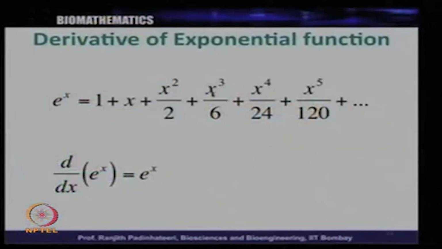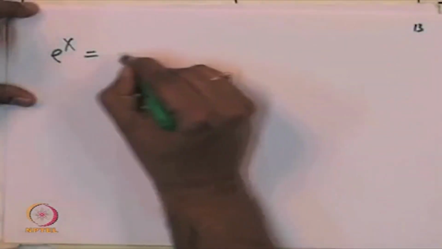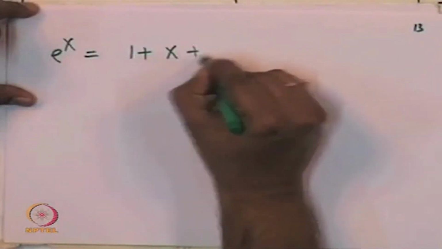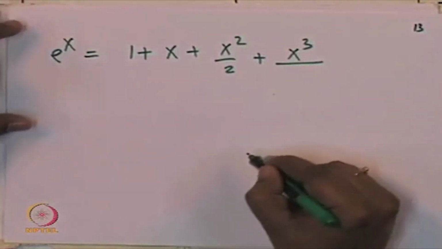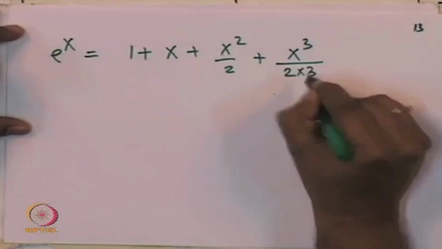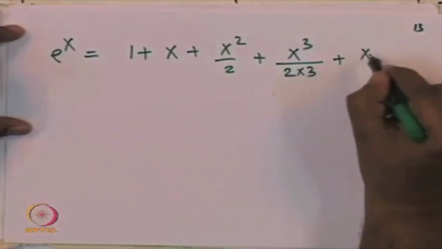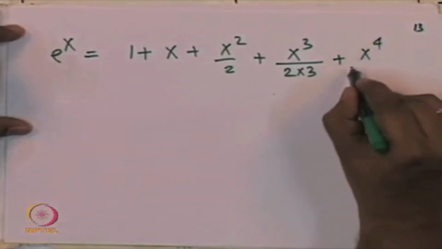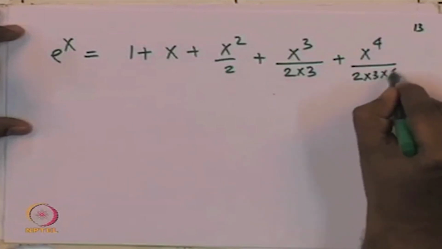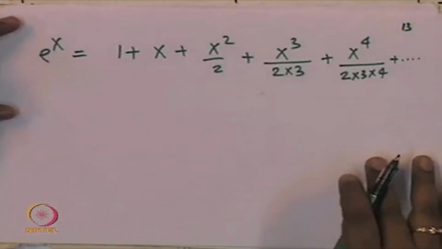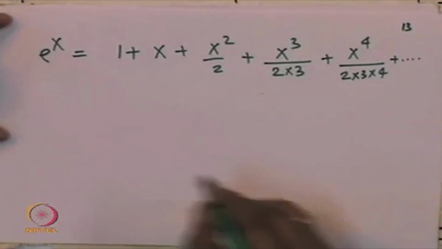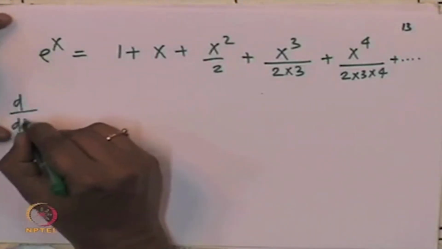So, as we know, let me write this here. E power x is 1 plus x square by 2 plus x cube by 6, where 6 can be written as 2 into 3, plus x power 4 by 24, where 24 can be written as 2 into 3 into 4, plus so on and so forth. This is the definition of e power x. Now, let us calculate the derivative of e power x, that means d by dx of e power x.